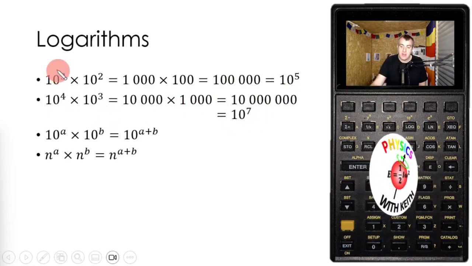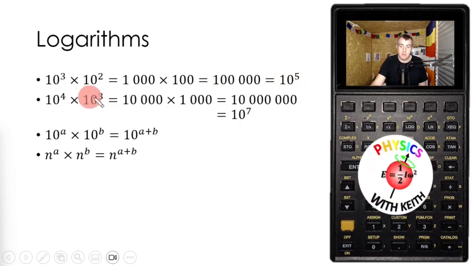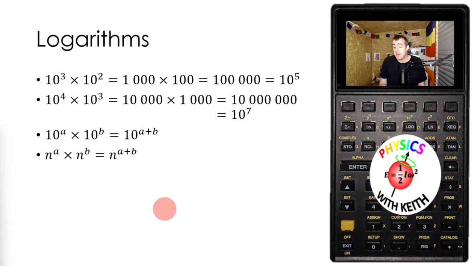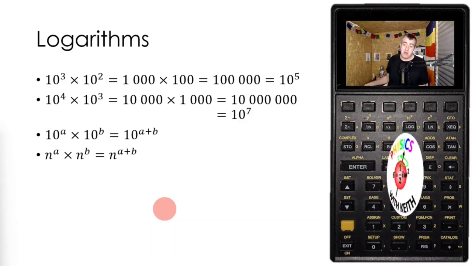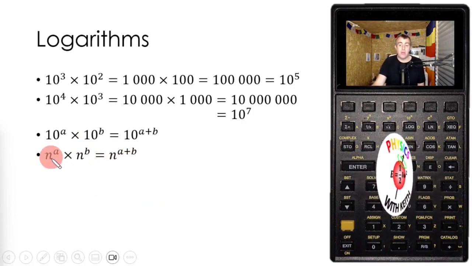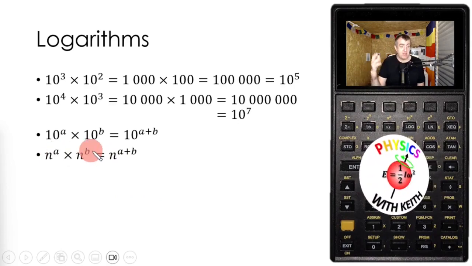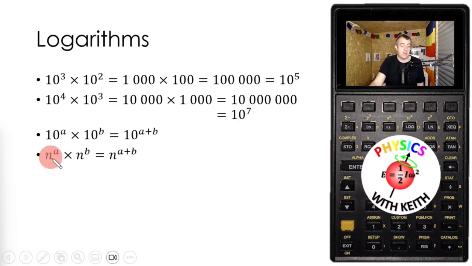Now what you'll notice is that, taking the first example, 3 plus 2 is 5. Taking the second example, 4 plus 3 is 7. So a general rule we could say is that 10 to the power of A times 10 to the power of B is going to be 10 to the power of A plus B. Or, more generally, n to the power of A times n to the power of B is equal to n to the power of A plus B. Now, in that last example, n is called the base, and A and B are called the logarithms, or the exponents, or the powers, or the indices, or the orders. But n is called the base.